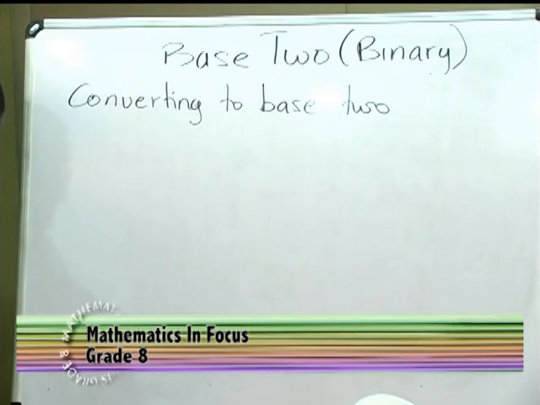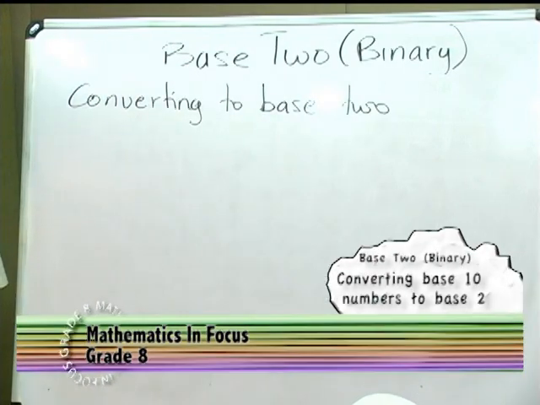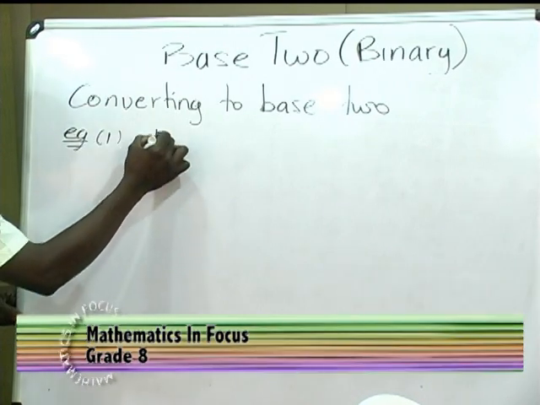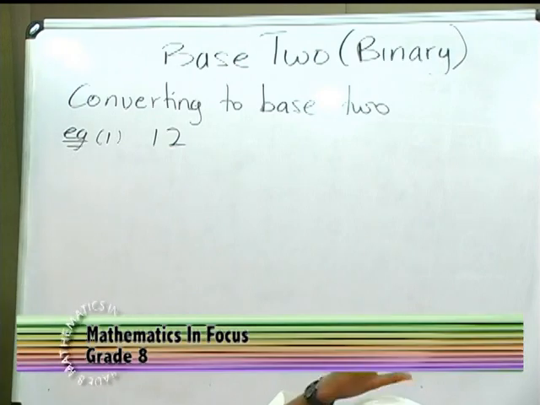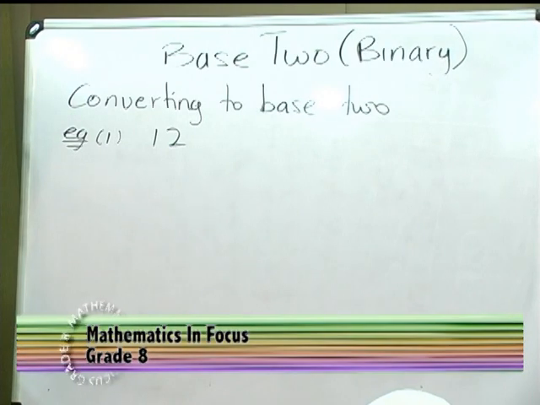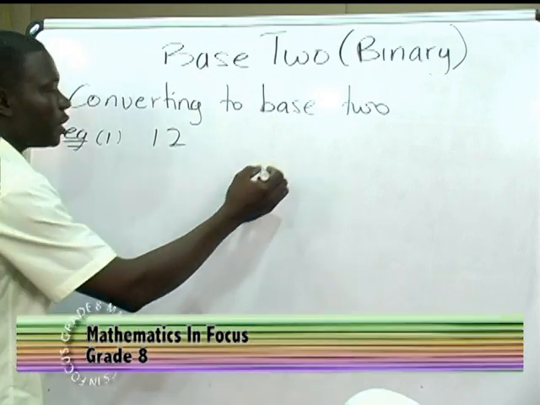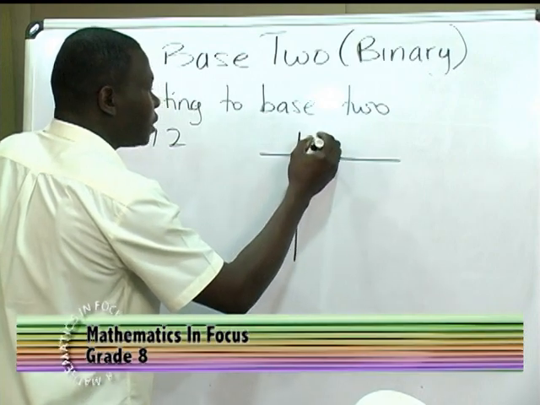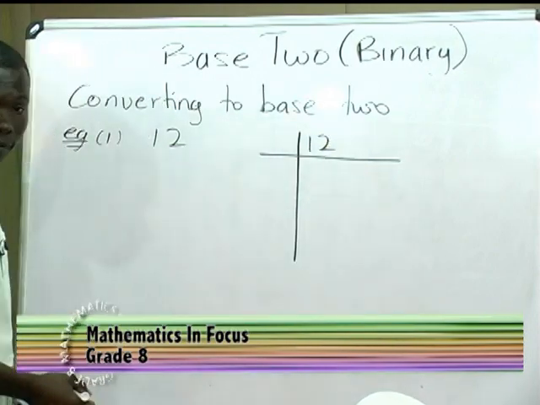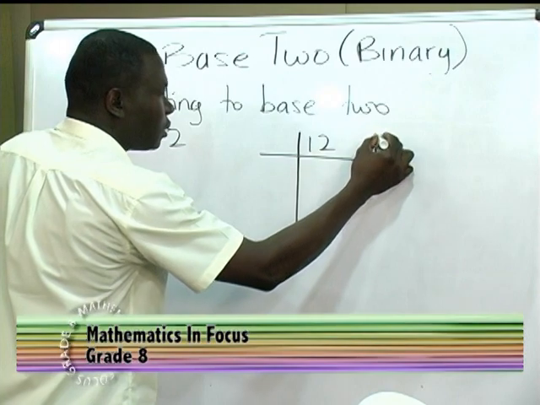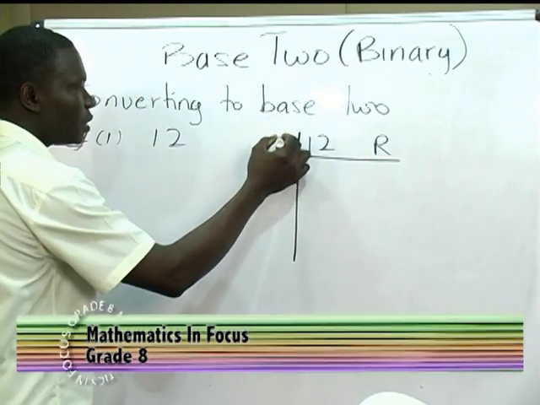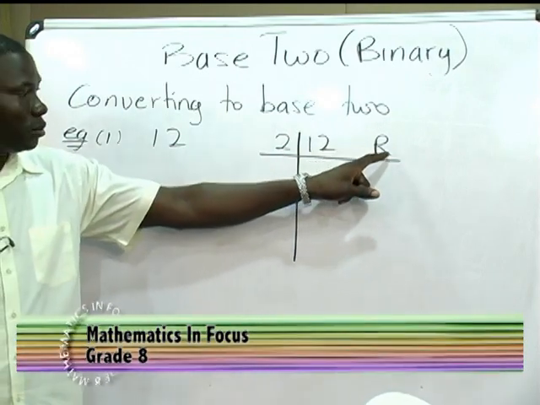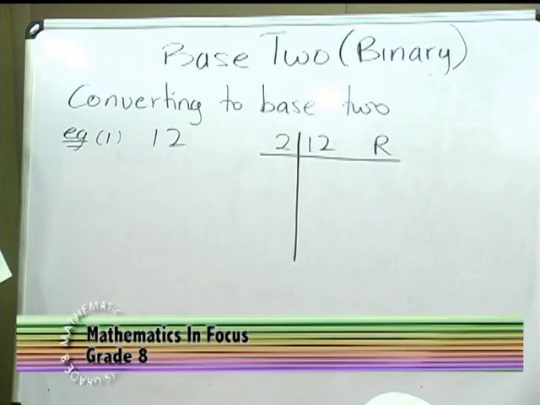So, converting base 10 numbers to base 2. Let us start with the number 12. We're going to use those same examples which we used just now. To convert, we set up a table which we divide with. We will have the number which we are converting. Then we have the remainder when this number is divided by the base we are converting to.